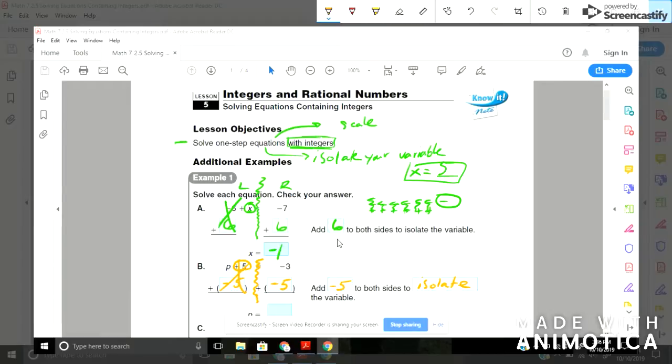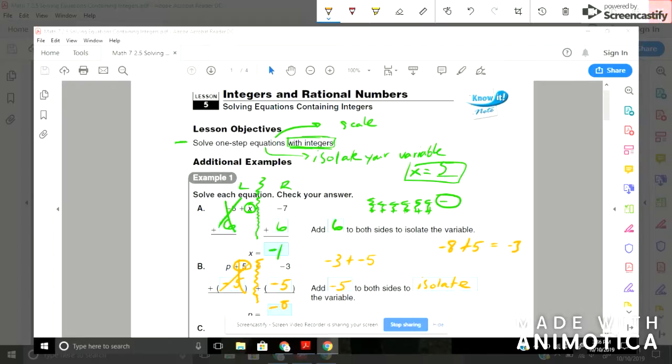P equals, now I just have a little math to do, negative 3 plus negative 5. Same sign, keep the sign. So that would be negative, and then just add. So 3 plus 5 would be 8. So negative 8 would be our answer. Let's check that. Does negative 8 plus 5 equal negative 3? Yes, definitely does.